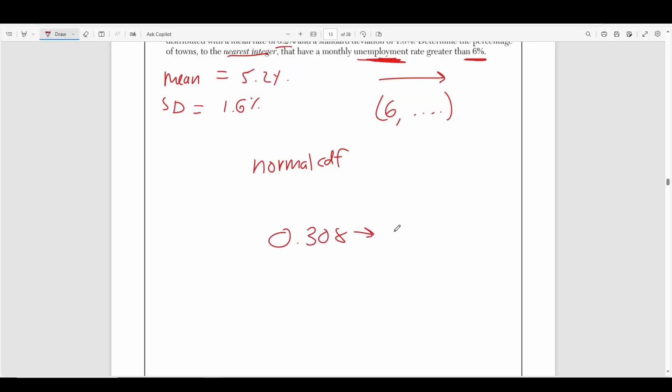0.308 turns into 30.8%. And this rounded to the nearest integer, to the nearest whole number, is going to be 31%. So the answer is 31%.